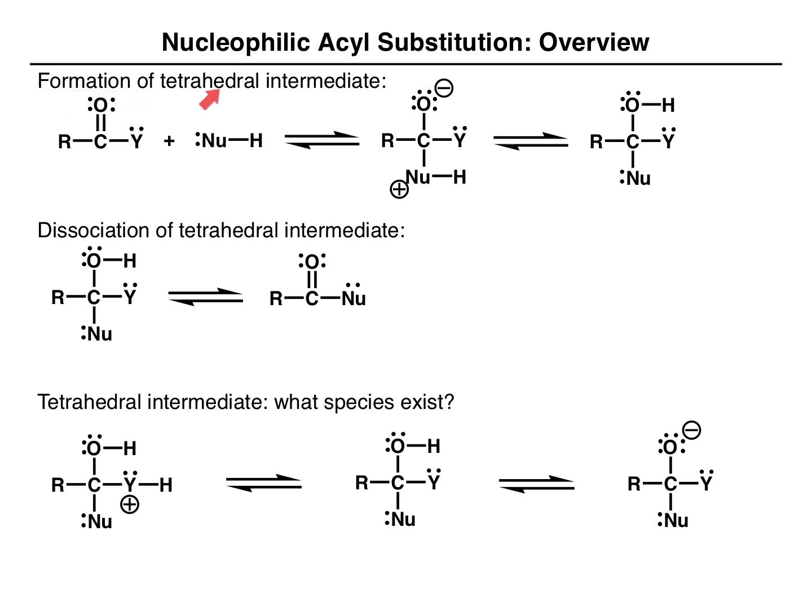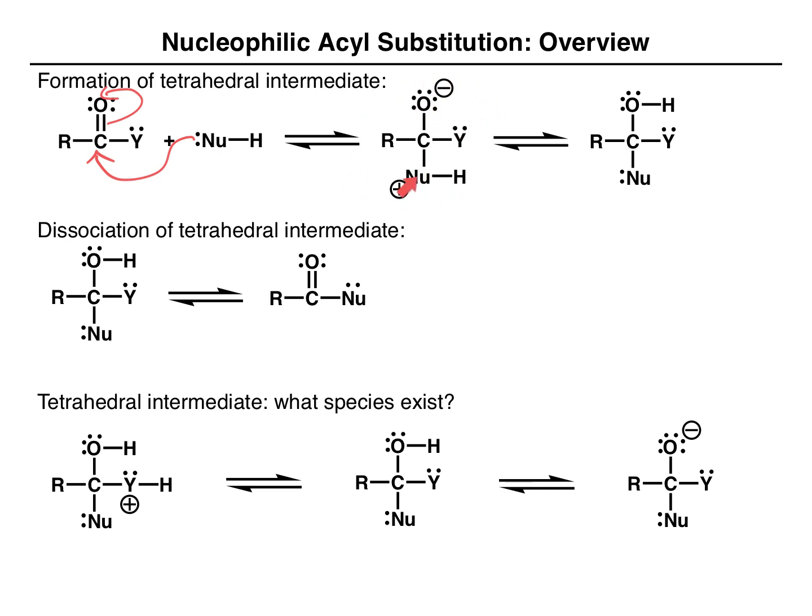So first of all, we have the formation of a tetrahedral intermediate, followed by the dissociation of a tetrahedral intermediate. So if we're starting out with this generic carboxylic acid derivative, it can react with a generic nucleophile, where this nucleophile will share its electrons with the carbonyl carbon, pushing these electrons up here, which would give us an intermediate that looks something like this.